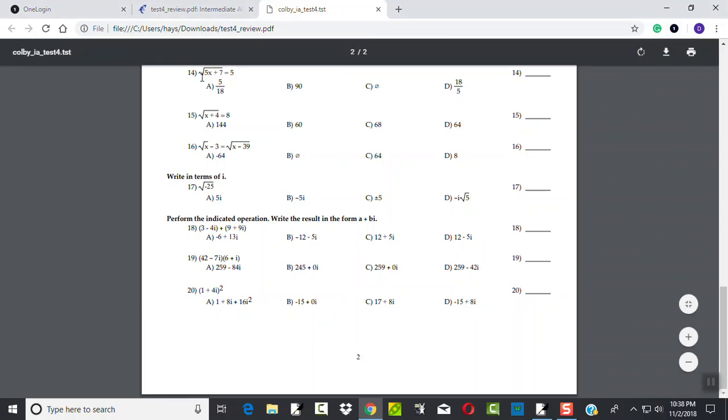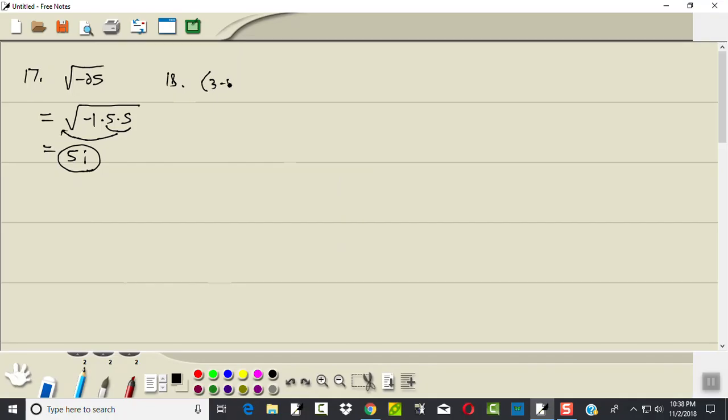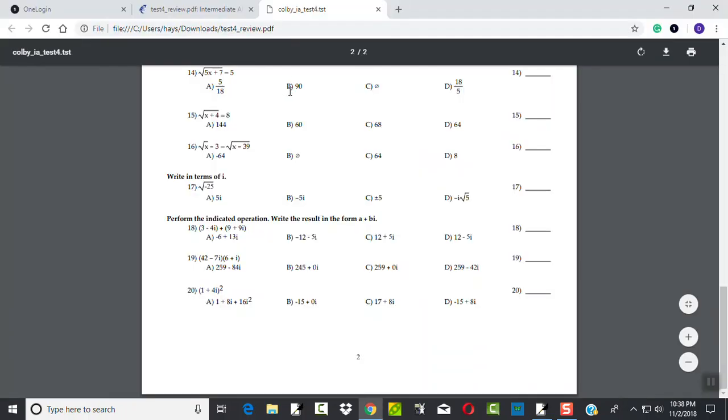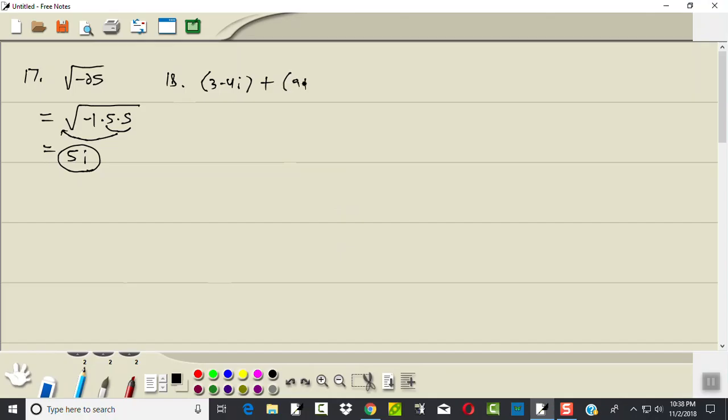Number 18. 3 minus 4i plus 9 plus 9i. Now in this problem, since there's addition here, these parentheses aren't doing anything. So that becomes 3 minus 4i plus 9 plus 9i. We can just drop them. 3 plus 9 is 12. Negative 4i plus 9i is 5i. And that's my answer.